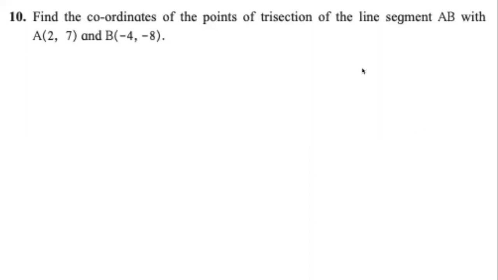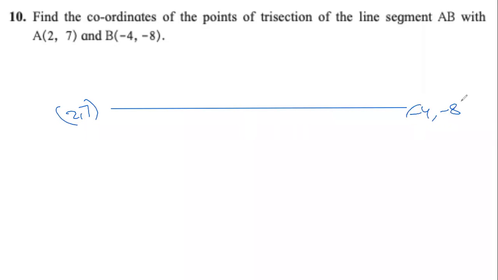Question number 10, Practice set 5.2. It says find the coordinates of the points of trisection of the line segment AB. This is very, very similar to what we just saw. What is happening now? Once again, we have a straight line, and the coordinates of the endpoints are 2, 7 and -4, -8. If we imagine that the line is being trisected at these points, P and Q, so 1/3, 1/3, 1/3.